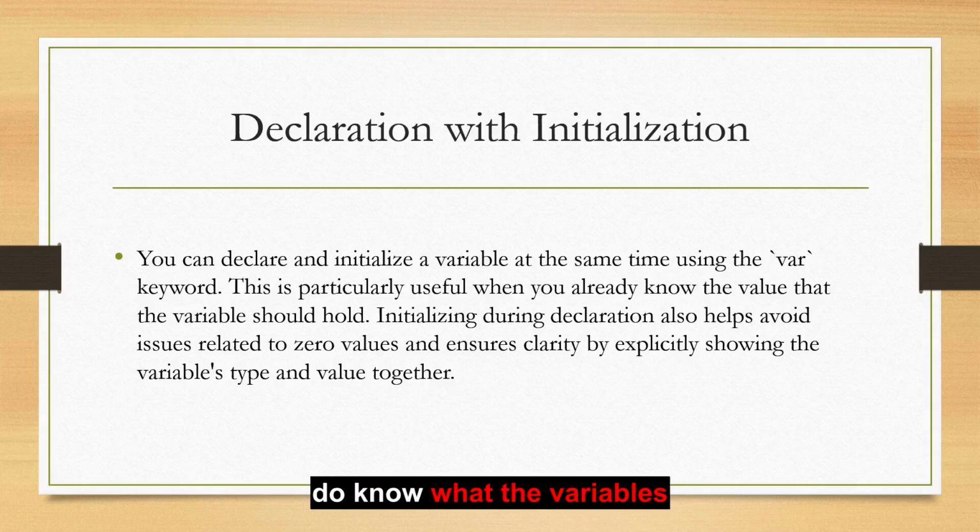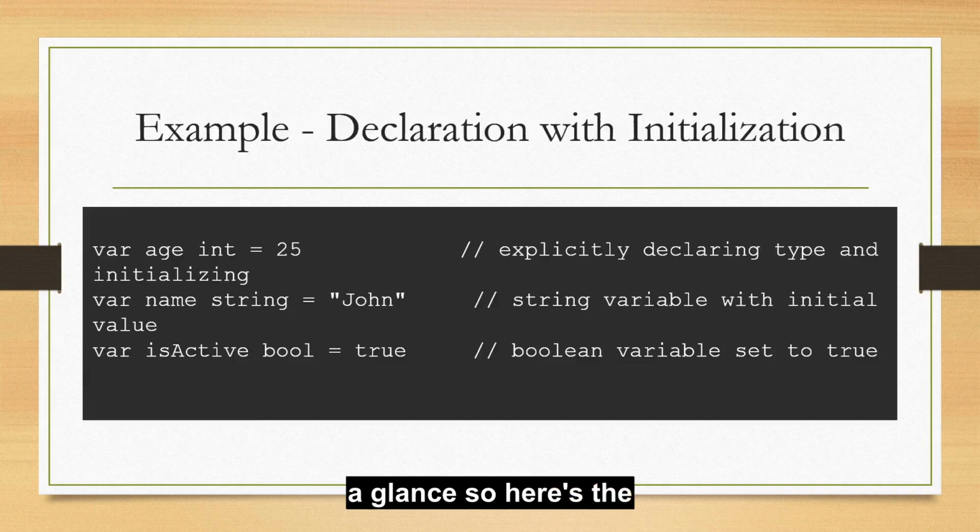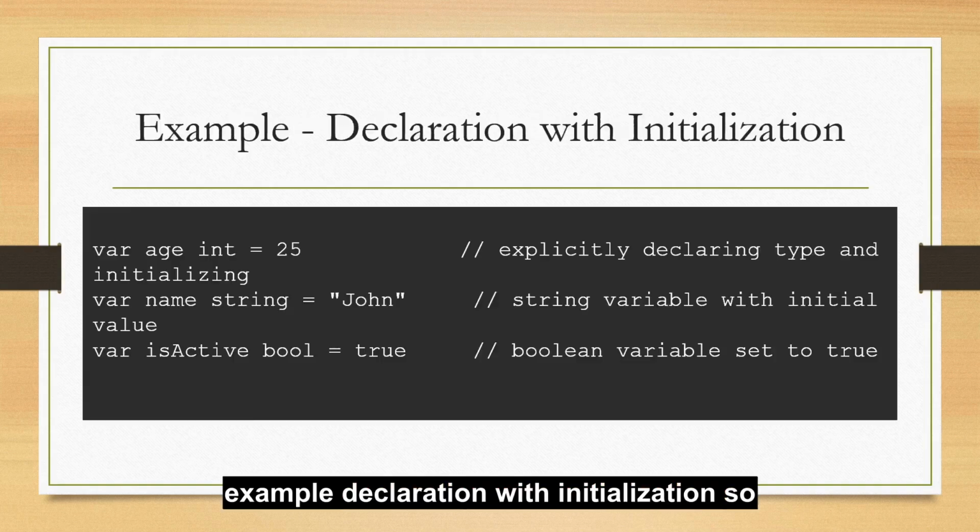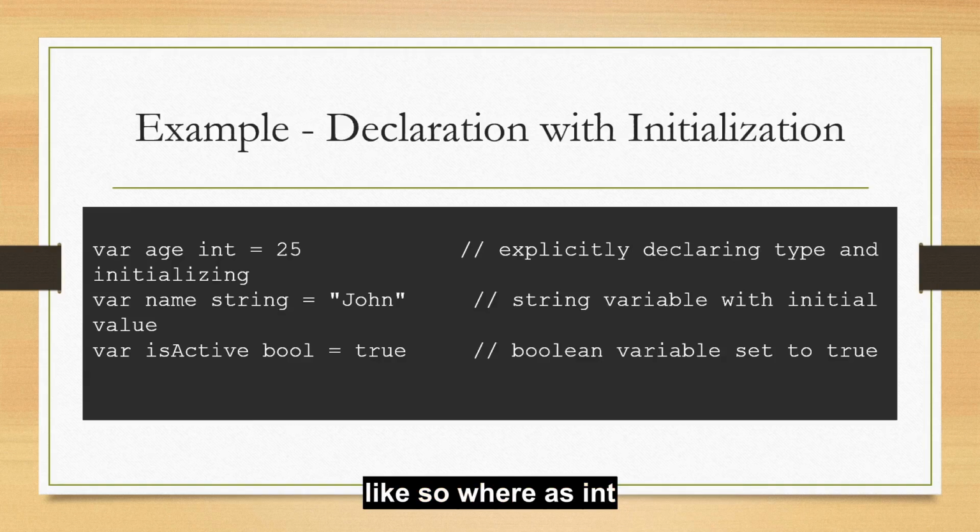Now what if you do know what the variable's value should be? You can declare and assign at the same time. This is cleaner and avoids any confusion with the zero values. Also it makes your code easier to read because the data type and the value are both visible at a glance. So here's an example of declaration with initialization. var age int = 25, var name string = "John", var isActive bool = true. Simple, right? And it's super clear to other humans reading your code. Okay, age is an integer, its value is 25, no guesswork.